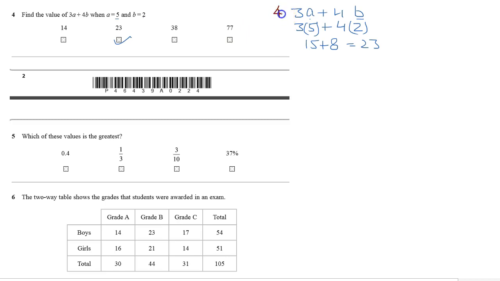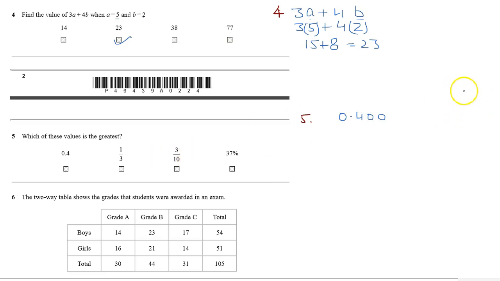This is question number 4. Now we move to question number 5. Which of these values is greatest? It's very easy to compare if the values are in decimals. So this is 0.4. You write it that way, 1/3.